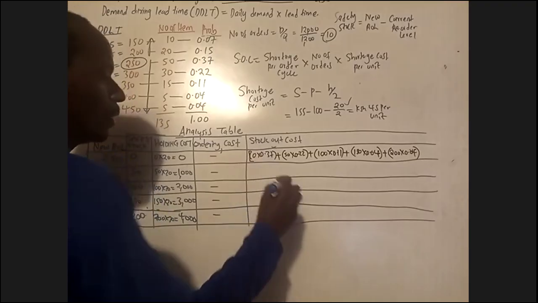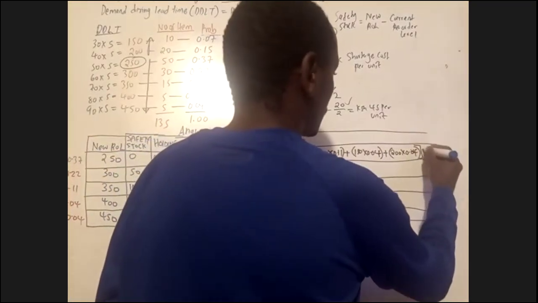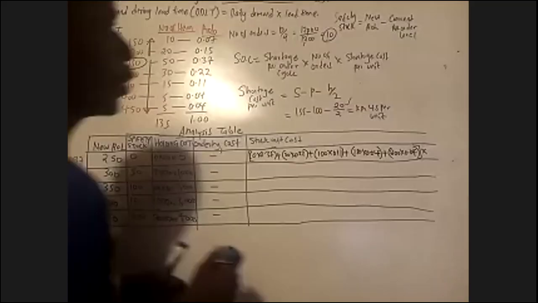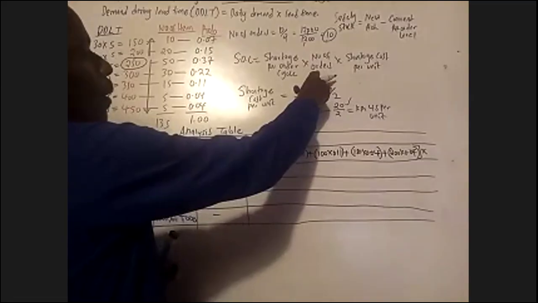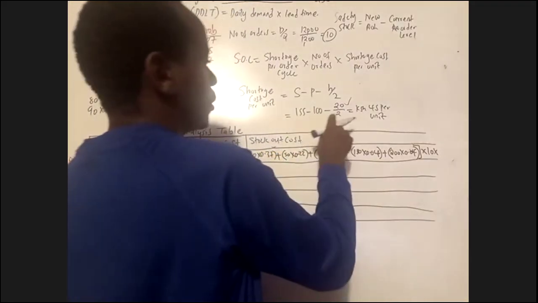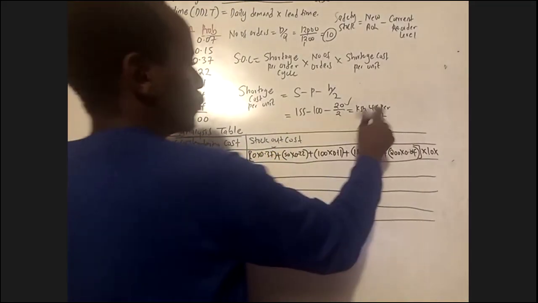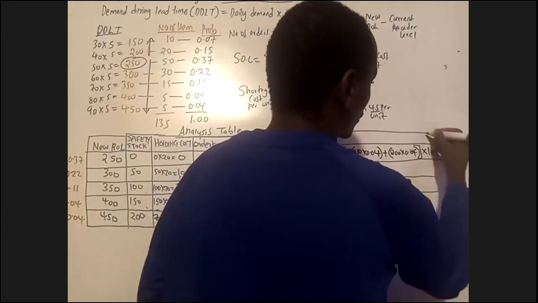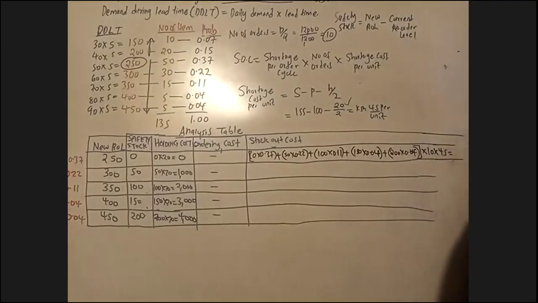So you find the probabilities of each, then you multiply with our number of orders, which is 10. Then you multiply with the shortage cost per unit, which we got here as 45. Utapata what we call the stock out cost.